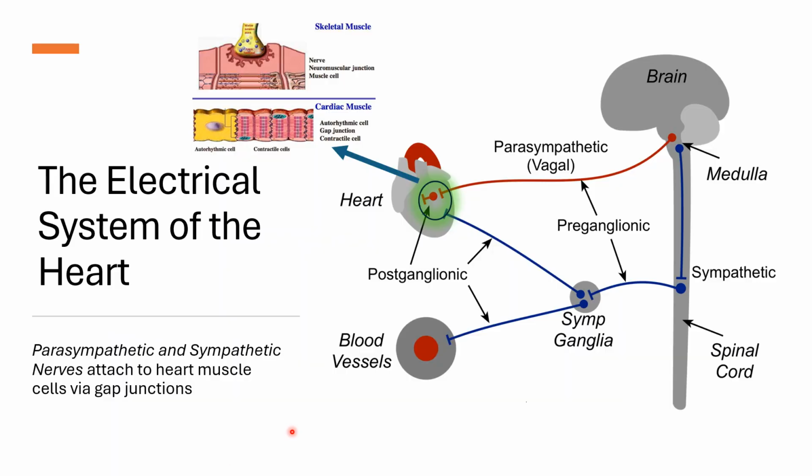So the electrical system of the heart is also directly attached to the nervous system, because anything that has electrical conductivity in it is going to travel on CNS or PNS nerves. So parasympathetic and sympathetic nerves attach to heart muscle cells via gap junctions. So that's what I was talking about before. So this is a skeletal-muscular connection. You've already seen that one. So that's where a nerve comes into contact with a muscle cell. Okay, so a skeletal muscle cell. That's not what we're talking about here.